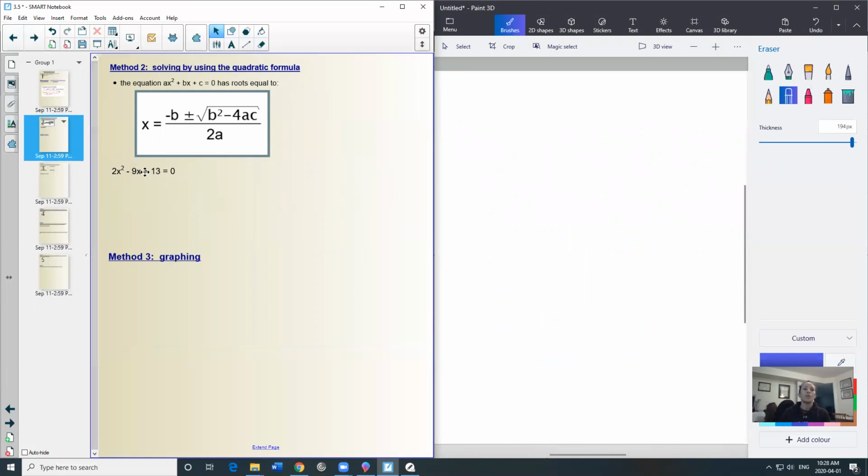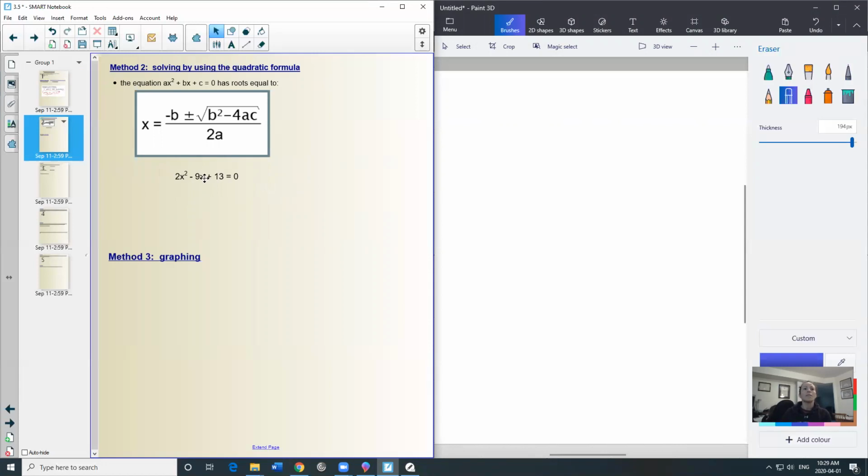So for example, let's look at 2x squared minus 9x plus 13 equals 0. This is way too complicated to try and factor. Factoring is the easier of the methods. If factoring you can't get right away, leave it. Stop wasting more than like a minute on trying to factor something. If the factoring doesn't work, pop over to your quadratic formula.